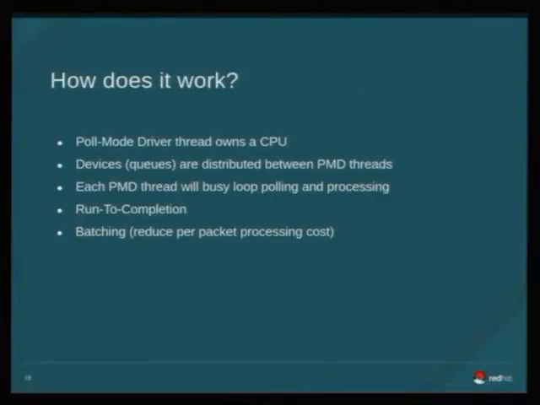The devices can be distributed between the PMD threads. I say the device here, but it's actually queues. By default, the device provides one queue, but you can enable more queues, and then distribute these queues to different PMD threads. Each PMD thread will busy loop, polling for packets, and then do the processing. And the model there is run to completion, which means once the thread gets the packet, it will go through the whole processing until either the packet is sent out on another port or dropped. So we don't have any scheduling in the middle. And one thing that I already mentioned, one of the tricks to virtually expand our budget for processing is to have batching. So instead of packet by packet, you move like 20, 32, or 64 packets at a time.